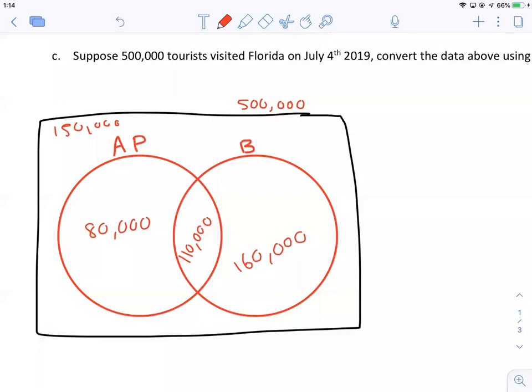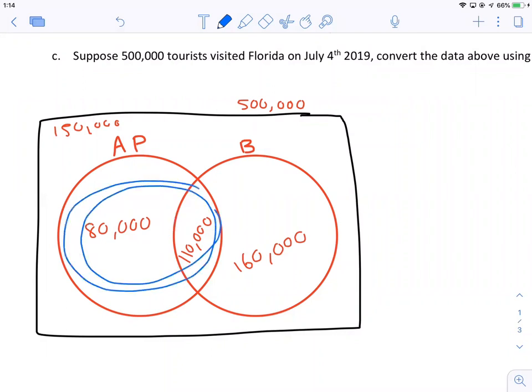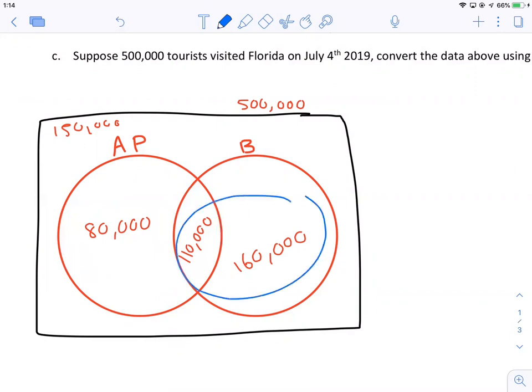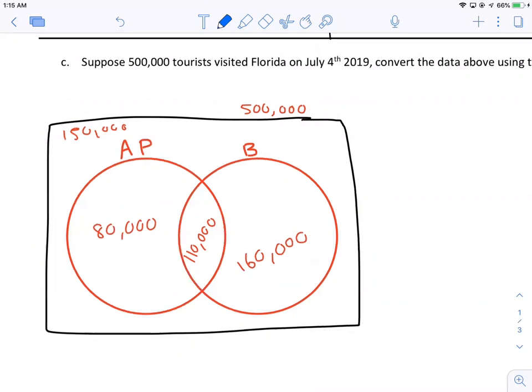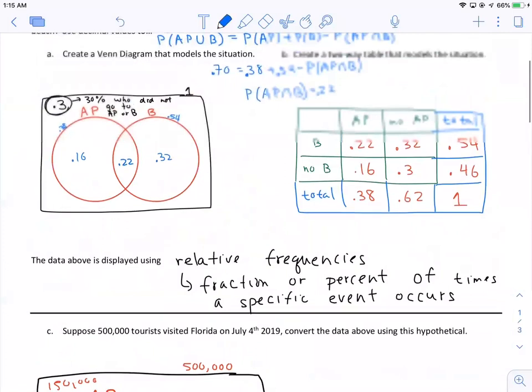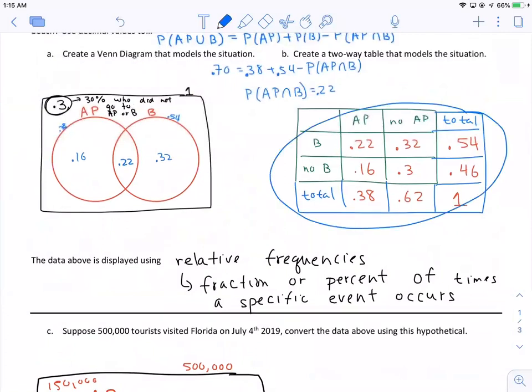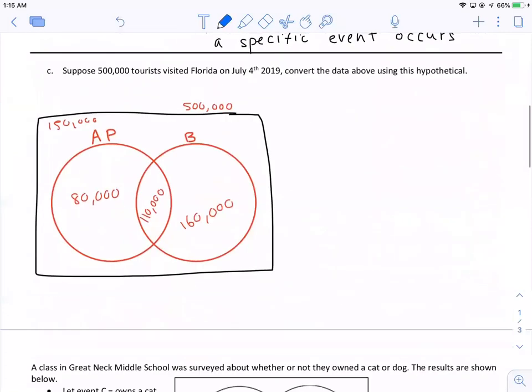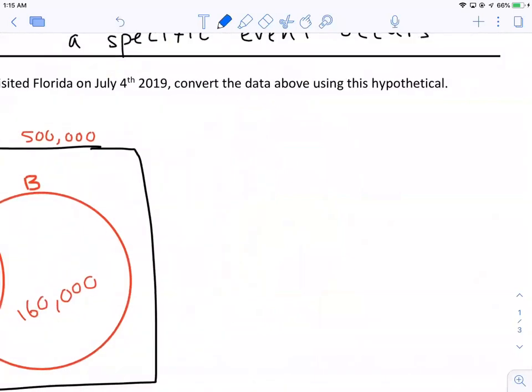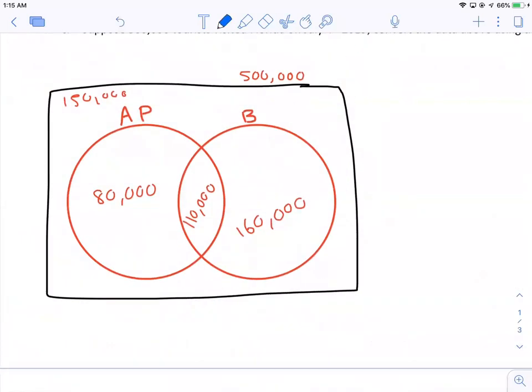All right, so I just paused it, filled in those numbers. So out of 500,000 tourists, 80,000 people went to only the amusement park, 190,000 went to the amusement park, right? 270,000 went to the beach, right, etc. So do the same exact thing for a two-way table, just multiply everything by 500,000, right? But this is going to be called a frequency Venn diagram.